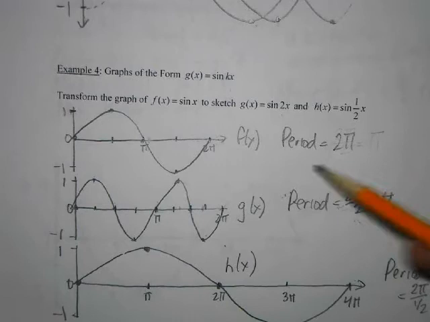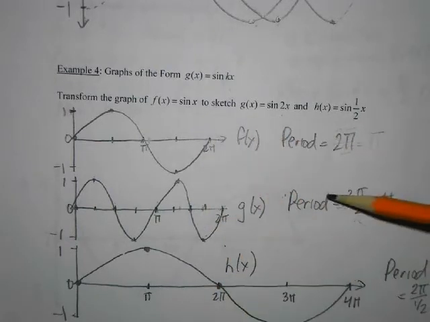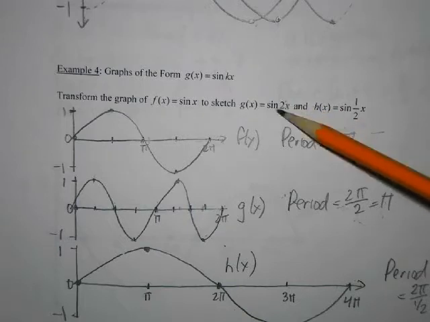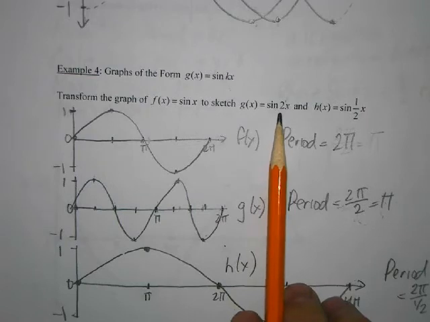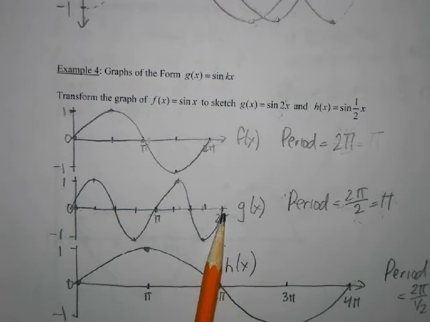Now, one way to think about this k value: it's not the stretch or compression factor. The stretch or compression factor is 1 over k, so it's compressed by a factor of 1/2. But the 2 value, you can think of as how many periods can I fit in 2 pi. You can see I fit 2 of these inside 2 pi.